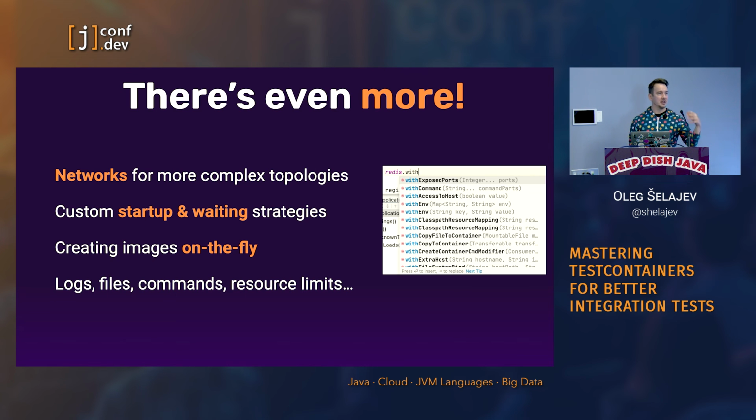You can have an abstraction that starts both and then gives you information about individual ones. You can create images on the fly for Docker files. You can access logs, you can file the commands, you can execute commands in the container while the container is running. You can copy files back and forth. It's a very, very flexible approach.